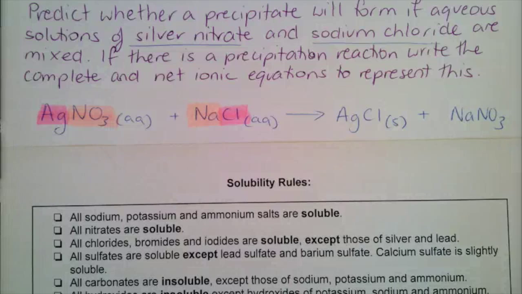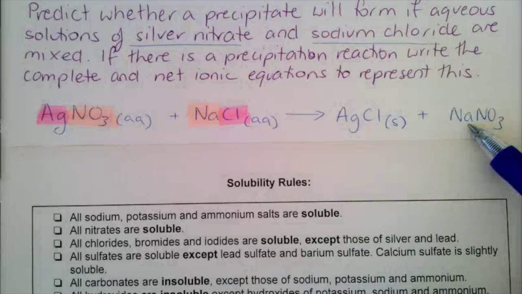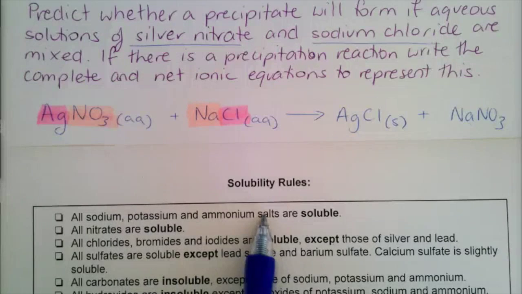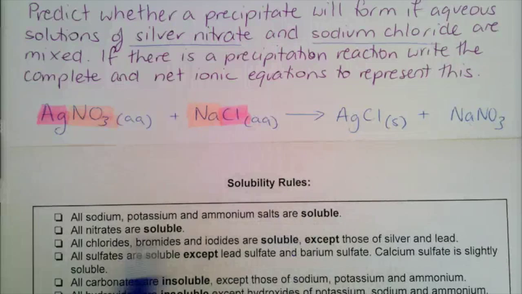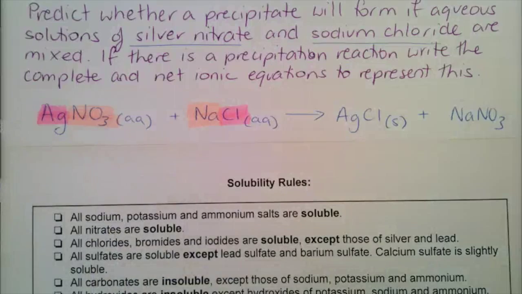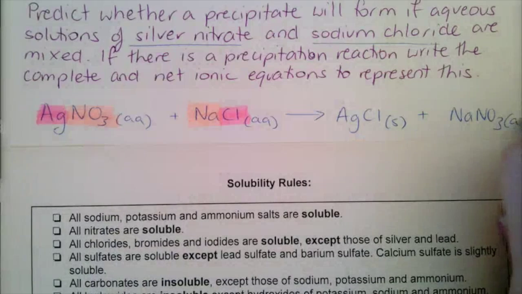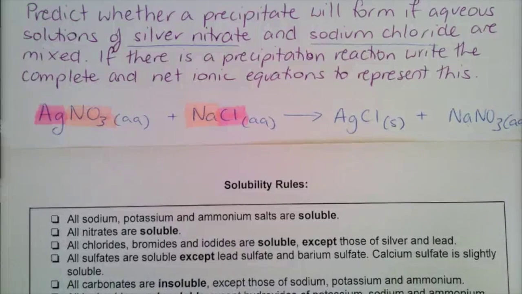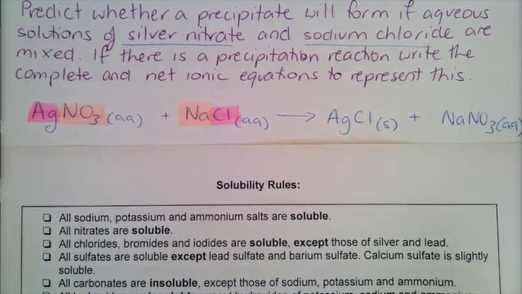And then we need to work out whether this over here is also a precipitate or whether it's an aqueous solution. So we've got sodium nitrate. Here we've got all sodium, potassium and ammonium salts are soluble, and to back that up we've also got all nitrates are soluble. So we have sodium nitrate, definitely soluble. So that is aqueous in solution. Move that over so you can see it.